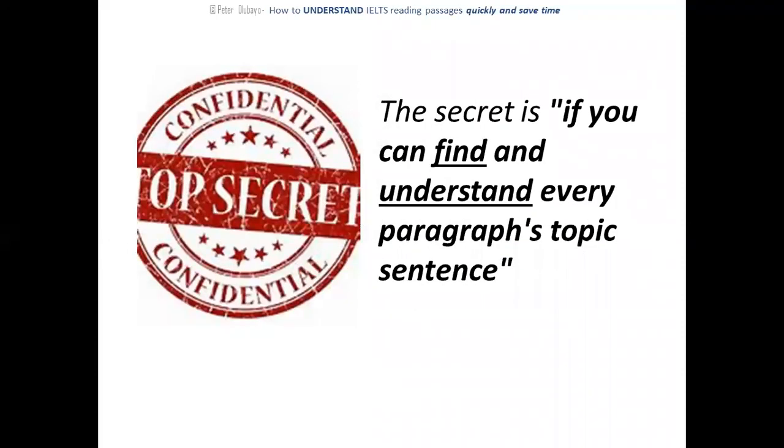The top secret which I'm going to propose to you is that if you can find and understand every paragraph's topic sentence, you would understand the whole passage. So this is what I mean. If there are 5 paragraphs in that passage, all you need to understand is 5 topic sentences, and you would have known what the whole passage is all about.